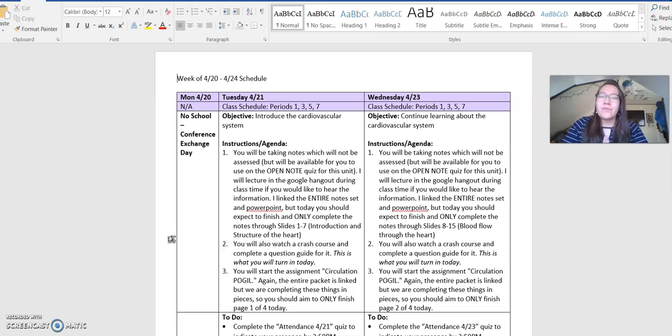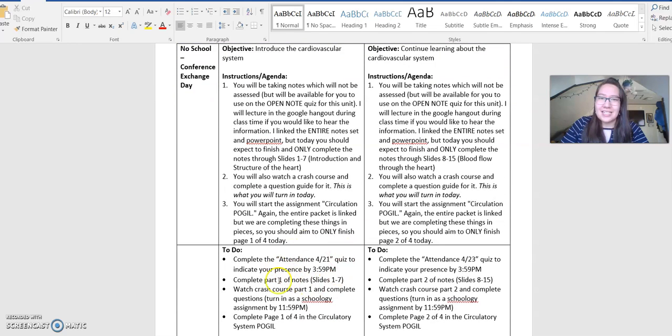All right, so taking a look at what we are doing. You're going to be taking some notes. Again, I'm not assessing those notes, but you will be allowed to use those on the end of the unit open note quiz. You'll also be watching a crash course and completing the question guide for it, and that's what you turn in. And then the assignment that you work on the side will be a circulation POGL. The other thing to worry about is the attendance question.